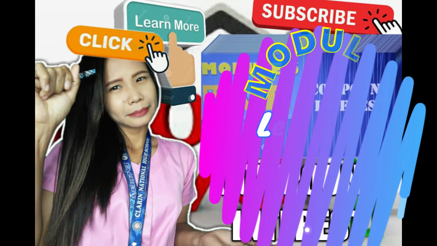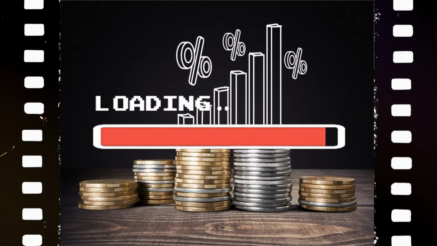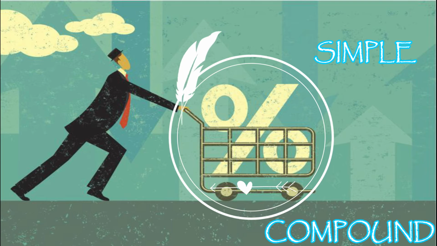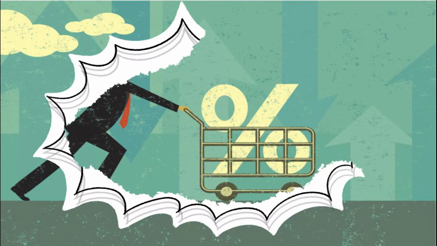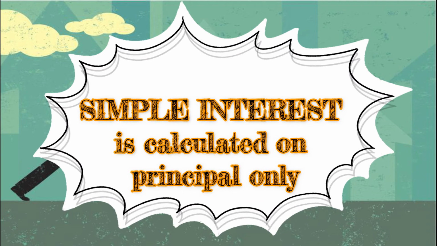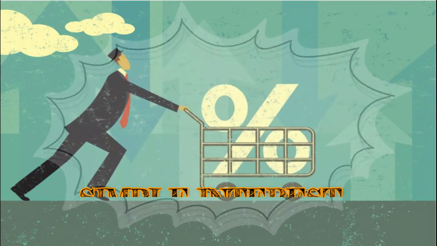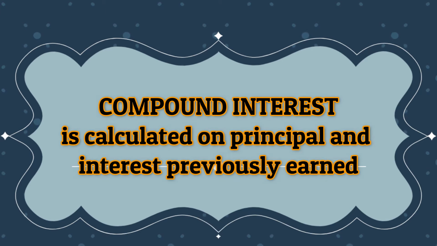Today, in continuation with Module 6, let's discuss Lesson 3 on compound interest. What is the difference between simple and compound interest? In simple interest, the interest is calculated on the principal amount only. However, in compound interest, the interest is calculated on the principal amount and the interest that is previously earned.